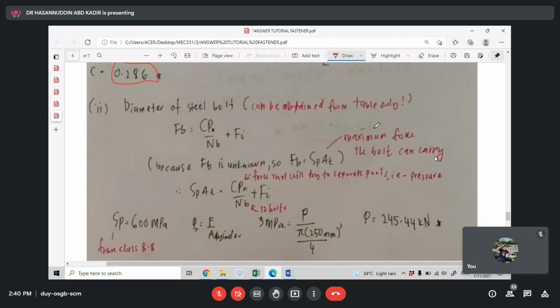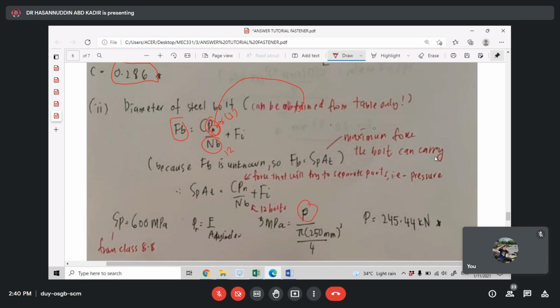Next, we have the FB, this one for the bolt, CPN. So we need the factor of safety. The factor of safety is not given, so we include it as 1. So the number of bolts is 12. So where do we get the value of P? P is basically from here.